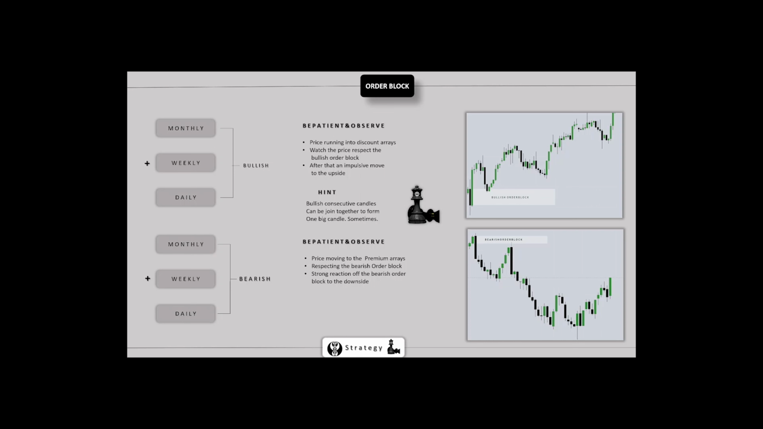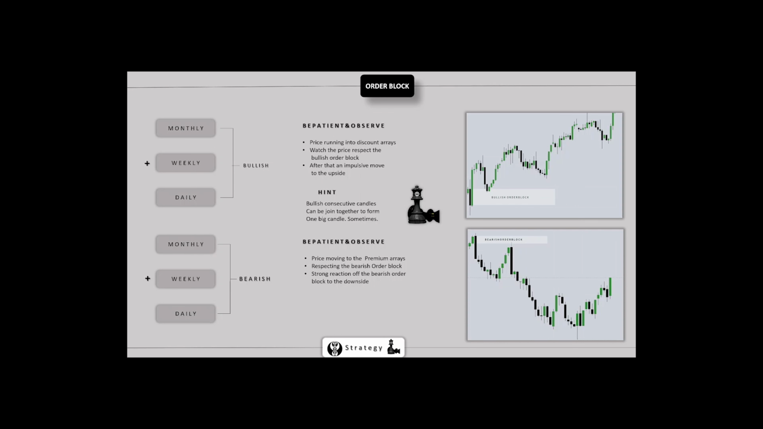Hint: bullish consecutive candles can be joined together to form one big candle sometimes. Like what I'm talking about, this is a real example on my charts, and you can join this and this and this one and this one because they are bullish consecutive candles, to form one candle in some situations to help you with analysis instead of navigating from one time frame to another, which can be confusing sometimes.